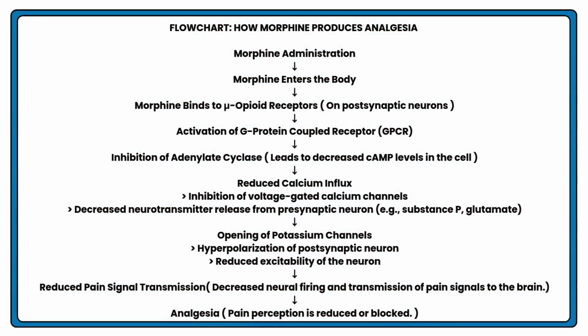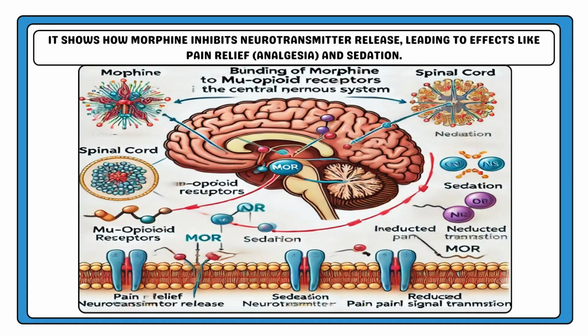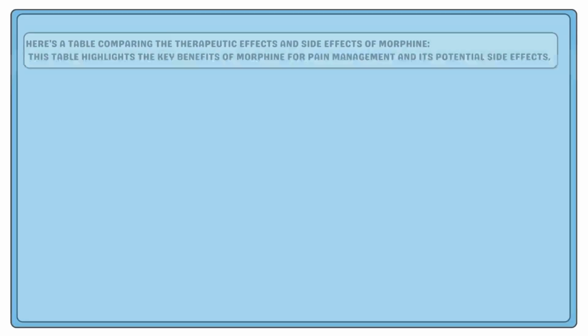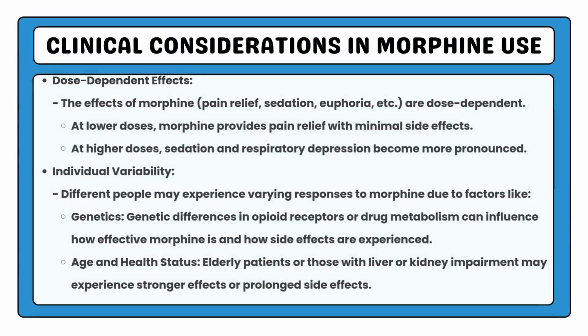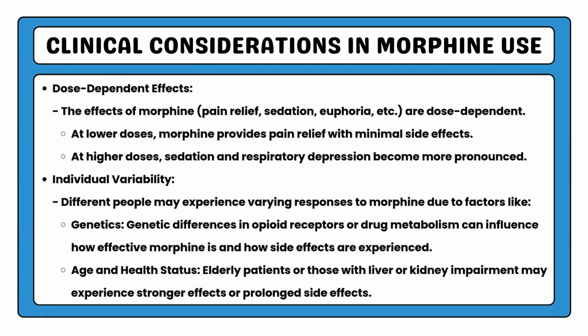Flowchart of how morphine produces analgesia, and this is the picture. And then the table comparing the therapeutic effect and side effect of morphine. When using morphine, we must consider several clinical factors to ensure safe and effective treatment.